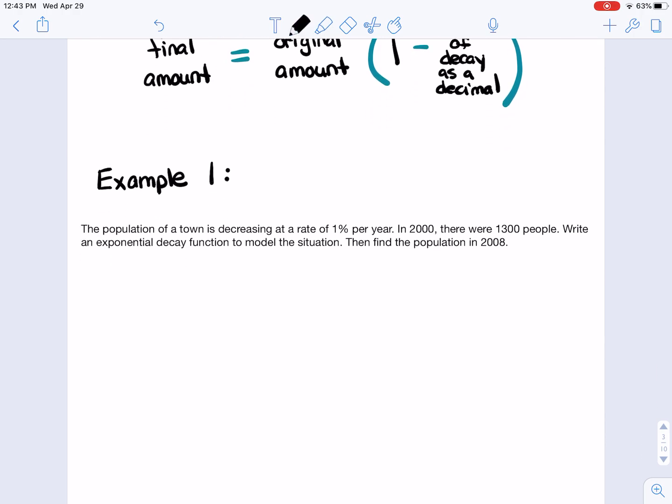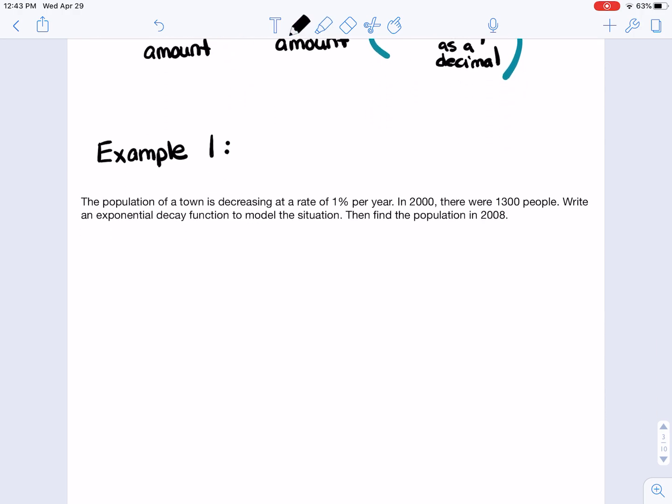So let's look at this example. It says the population of a town is decreasing at a rate of 1% per year. In 2000, there was 1,300 people. Write an exponential decay function to model the situation, then find the population in 2008.